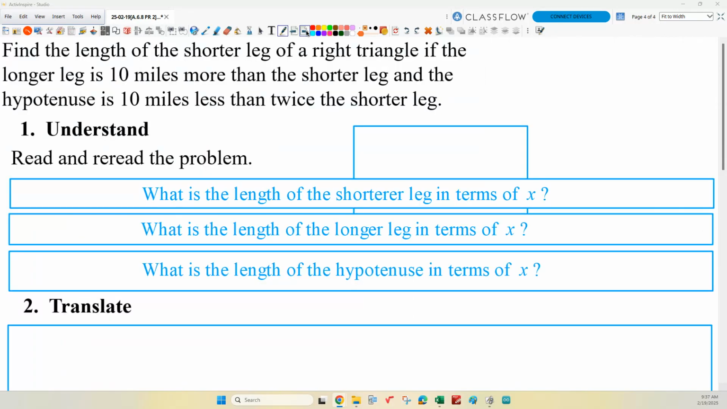Find the length of the shorter leg of a right triangle if the longer leg is 10 miles more than the shorter leg, and the hypotenuse is 10 miles less than twice the shorter leg. Okay? So first of all, we know this is a right triangle thing, right? We're trying to understand the problem. We need to be able to maybe draw a picture of our right triangle. Which side of that triangle do we know nothing about?